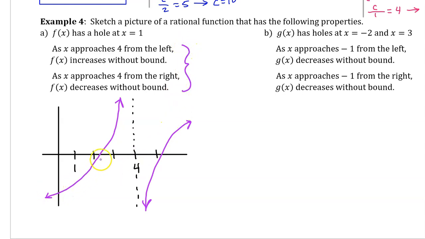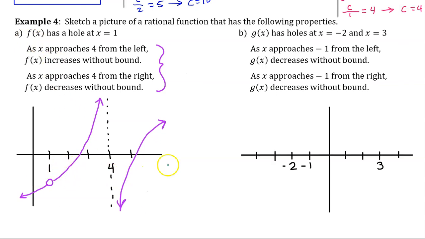As x approaches 4 from the left, f of x increases without bound. As x approaches 4 from the right, f of x decreases without bound. All I need is a hole at x equals 1. So this is one graph that would work for part A. Your answer will look a little bit different than mine. That's okay. Part B. G of x has holes at x equals -2 and x equals 3.